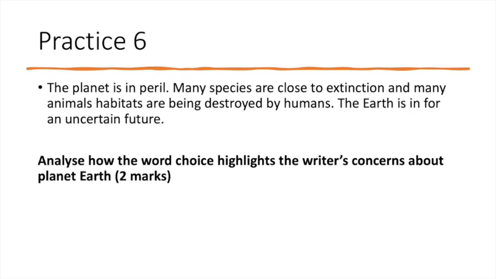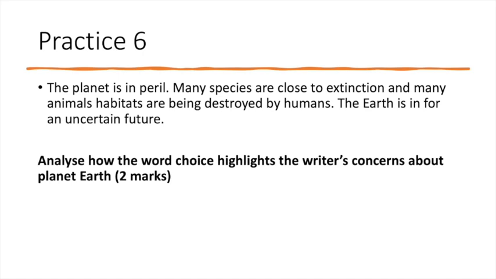Practice 6. The planet is in peril. Many species are close to extinction, and many animals' habitats are being destroyed by humans. The Earth is in for an uncertain future. Here you have to analyse how the word choice highlights the writer's concerns about planet Earth. Now, this is a slightly trickier question. You might want to think about what the writer's concerns are. The writer seems very concerned about the environment and the environment is being damaged.